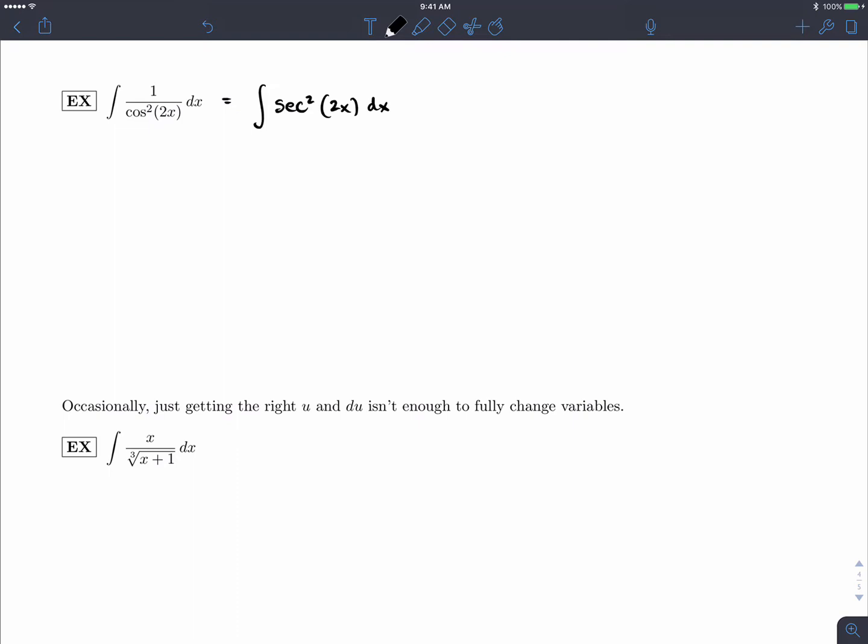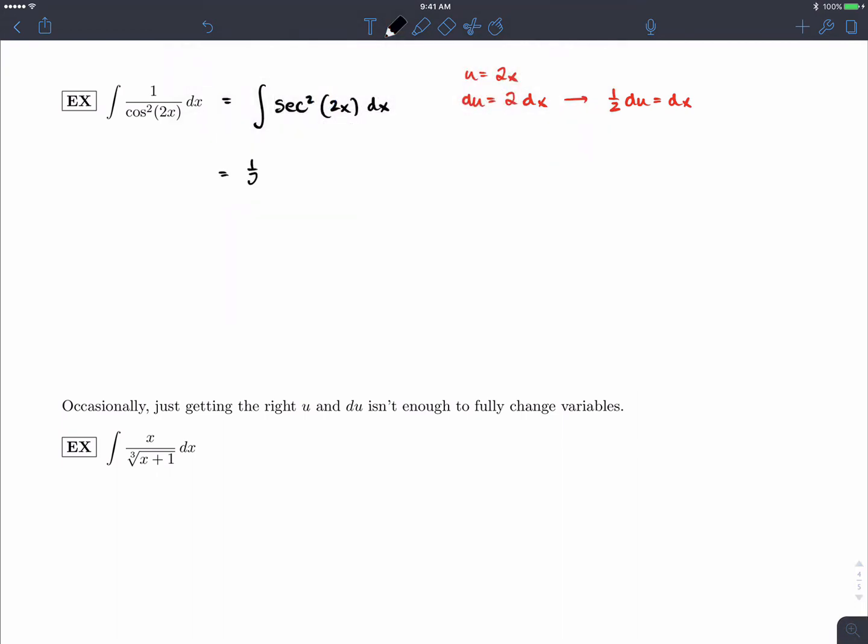But we have this little 2x here, and this is where u substitution comes in. This is a baby u sub, I would say. This 2x becomes our u, which means our du is just going to be 2 dx, or 1/2 du is equal to dx. And now we're ready to do a u sub.